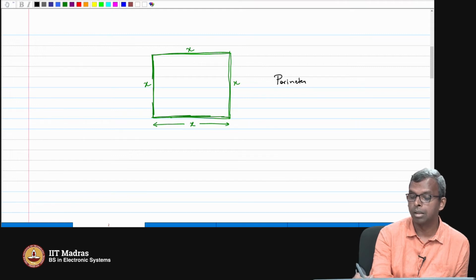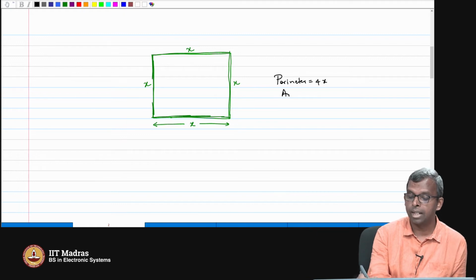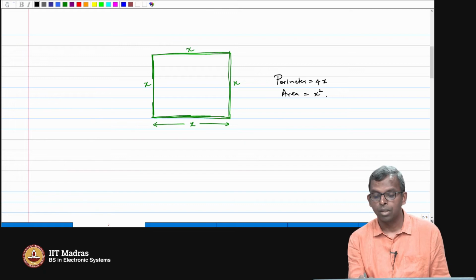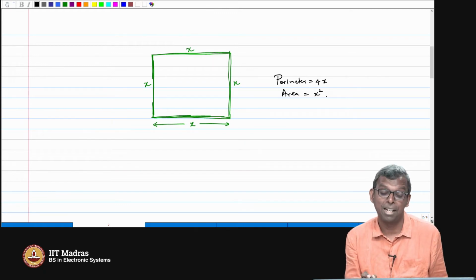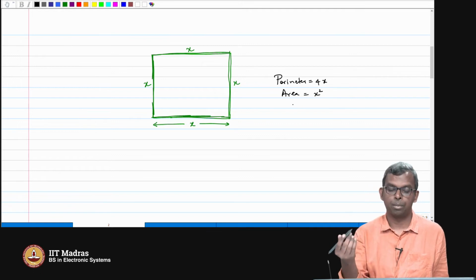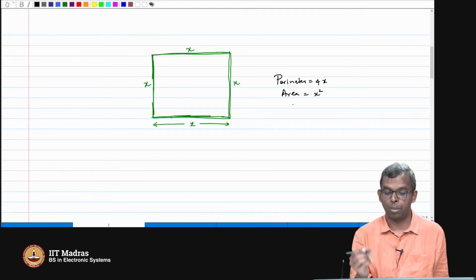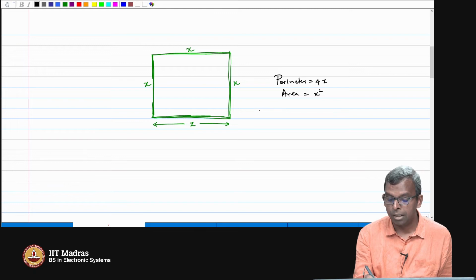Perimeter is 4x. Okay, and then what's area? Area of a square is x squared. Okay, so all these things are basic relationships, right? Perimeter is 4x, area is x squared, 50,000 rupees the person has borrowed, he wants a 10,000 rupee profit. So I need the final profit expression.